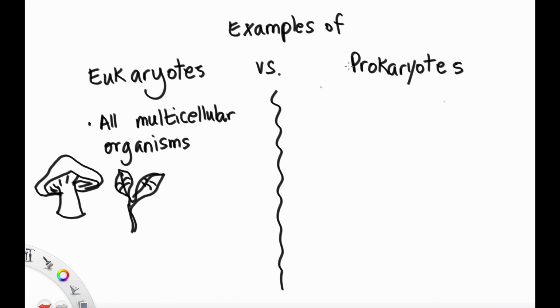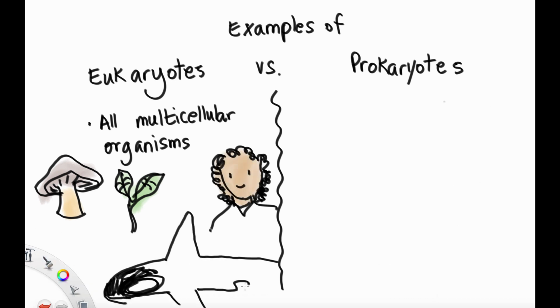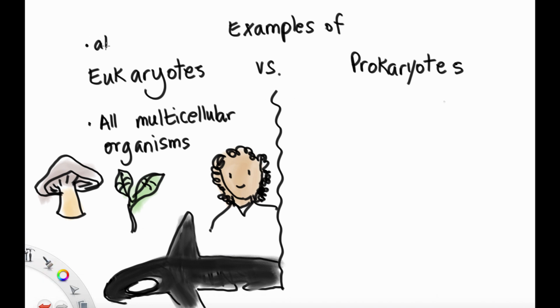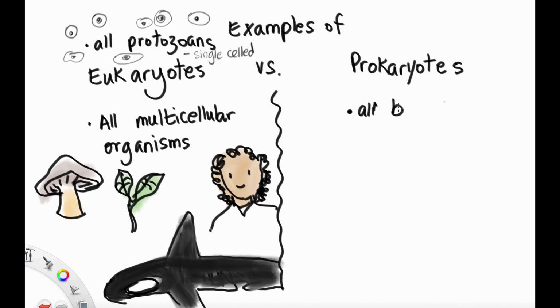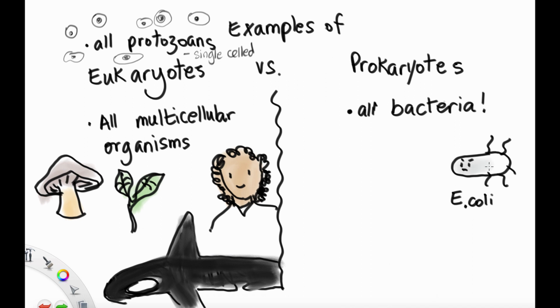So eukaryotes include all multicellular organisms such as fungi, plants, and animals. Eukaryotes also include all protozoans, which are single-celled eukaryotes. Prokaryotes include all bacteria, and bacteria are the simplest cells, and they come in all different shapes and sizes.